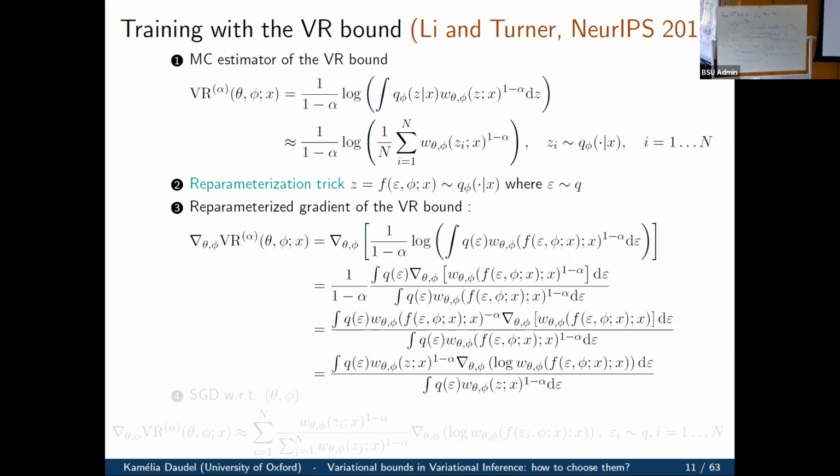Okay, and the last step, which is the fourth step, is to give an estimation of this integral, of this gradient of the variational Rényi bound with respect to theta and phi, which they give under this form.